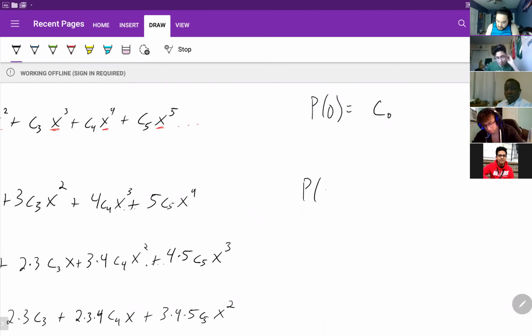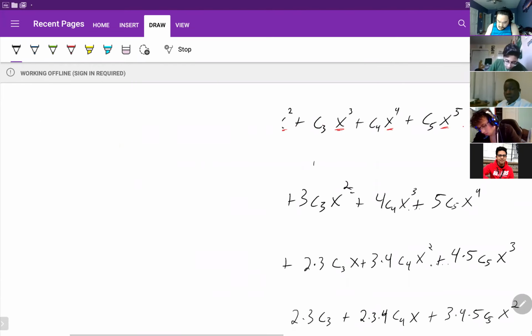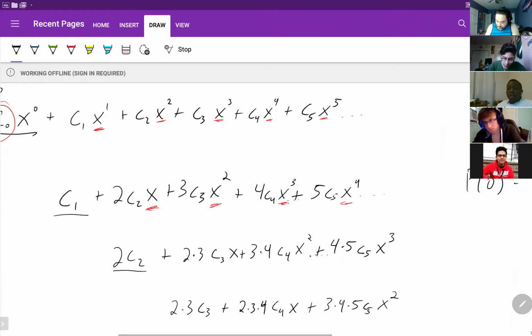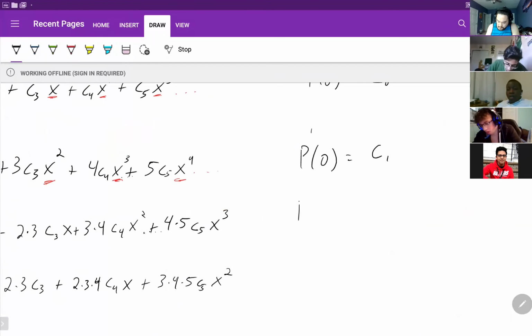If I plugged in 0 into the first derivative, what's left? Just the first term. This goes away, this goes away, this goes away, all the way to infinity, right? You're left with C sub 1. Okay, hold on. Second derivative, I plug in, C sub 2.